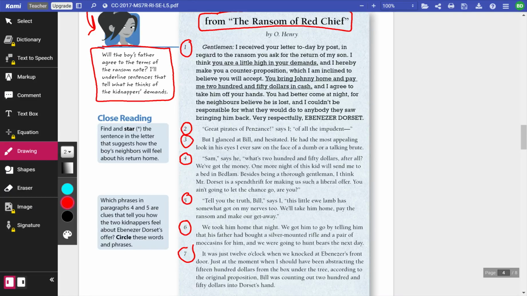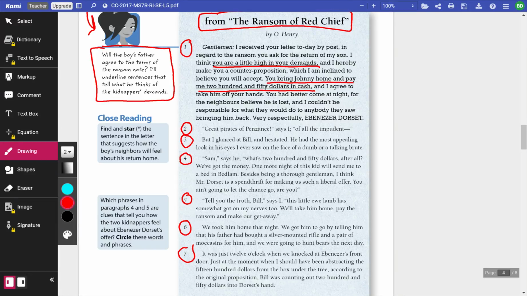Gentlemen, I received your letter today by post in regard to the ransom you asked for the return of my son. I think you are a little high in your demands, and I hereby make you a counter proposition, which I am inclined to believe you will accept. You will bring Johnny home and pay me $250 in cash, and I agree to take him off your hands. You had better come at night, for the neighbors believe he is lost, and I couldn't be responsible for what they do to anybody they saw bringing him back. Very respectfully yours, Ebenezer Dorset.